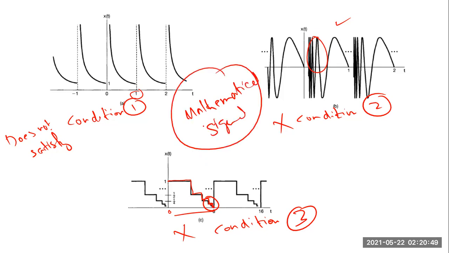Most of the signals that you will deal with in practical systems will fulfill condition number 1, condition number 2, as well as condition number 3. So it will be very rare that you will encounter a signal which will be something like this, something like this, or something like this. So what we can now claim is that all practical periodic signals, all realizable periodic signals, have a Fourier series representation.